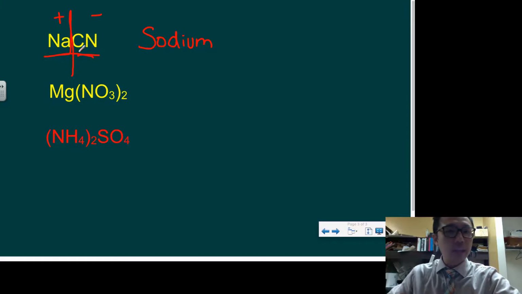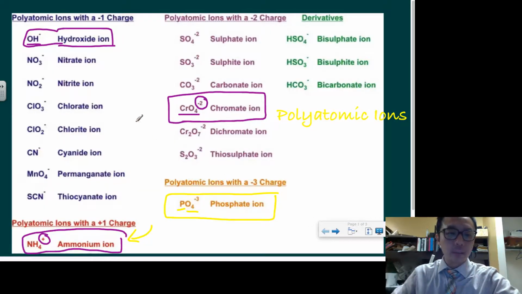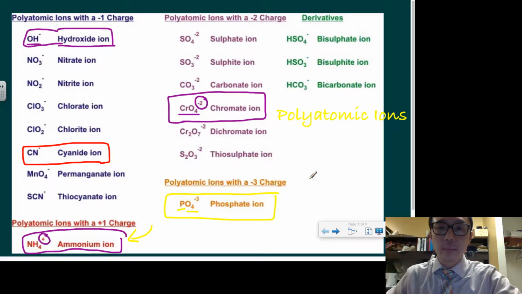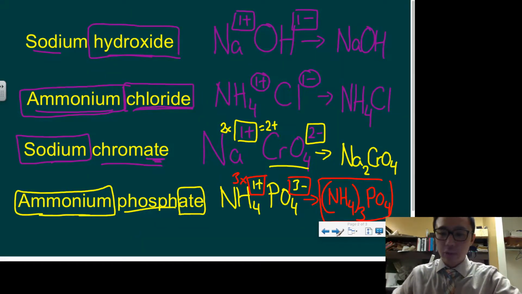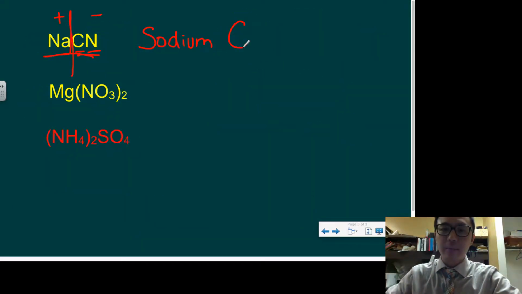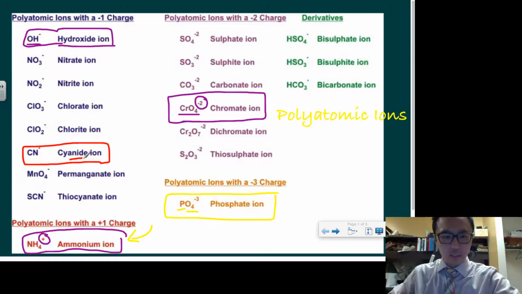That name doesn't change. It's going to stay the same. CN, we're not going to name this carbon nitrogen, because CN, if you look at your polyatomic, we can actually see that CN negative is an ion that is named cyanide. So instead of changing the name, we're just going to keep the name cyanide, and that's how you name it, sodium cyanide. Okay, so if you look at this, cyanide, it stays the same.